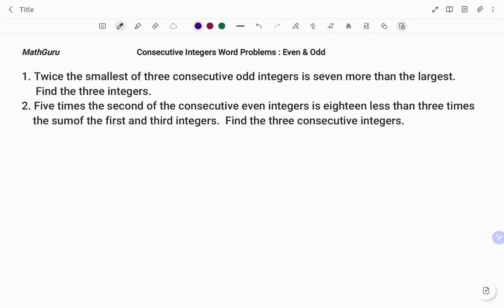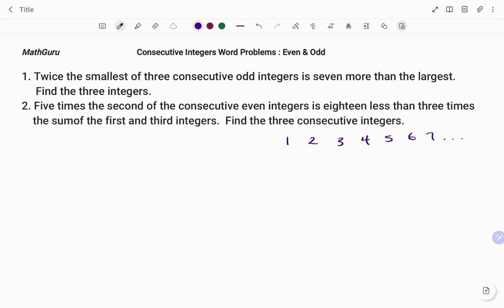In this video, I'm going to show you how to solve the following consecutive integer word problems. Consecutive numbers are numbers that follow each other from smallest to biggest. So for example, if I have the numbers 1, 2, 3, 4, 5, 6, 7, and so on, these numbers are consecutive integers that follow each other from smallest to biggest.